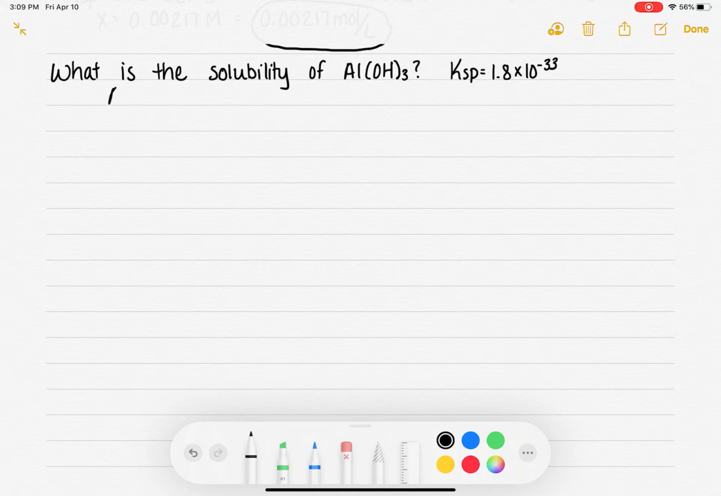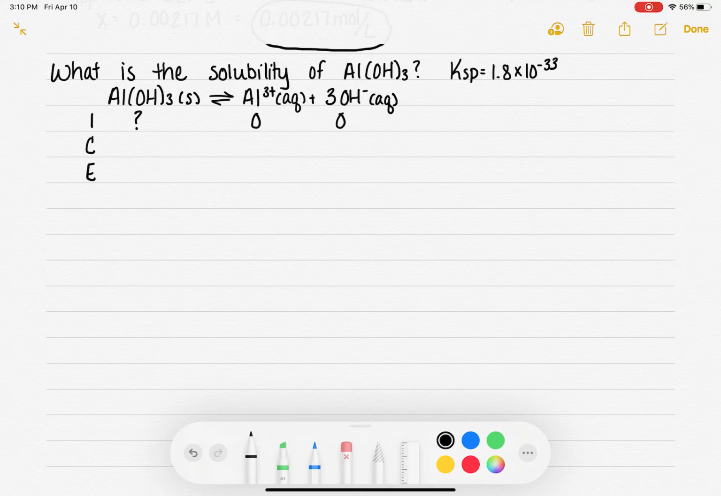of molar solubility. Our first goal is always going to be writing out a chemical reaction, which is going to get us ready for making an ice table. Al(OH)3 solid goes to Al3+ aqueous plus 3OH- aqueous. The initial amount of aluminum hydroxide, we have no idea. We do know that we're not starting with any ions at all. We know that we are going to be reacting X amount of aluminum hydroxide, which means that we are making X aluminum and 3X hydroxide.